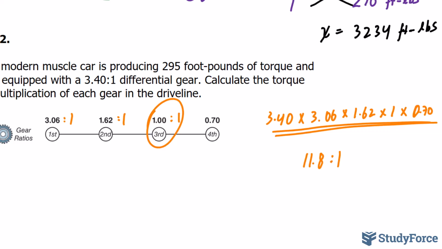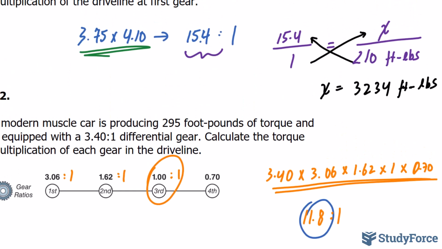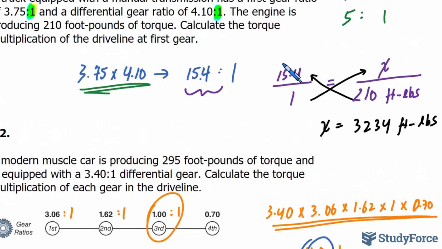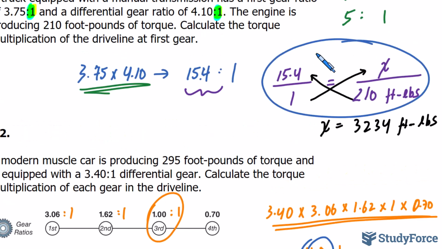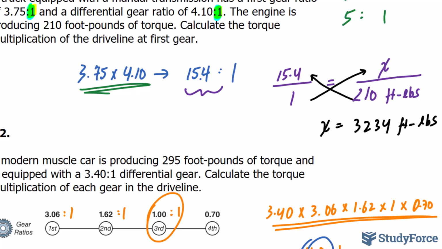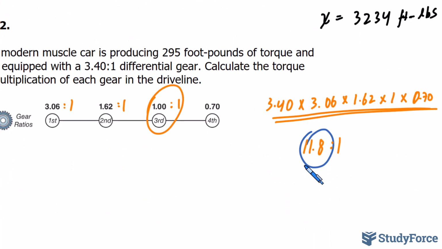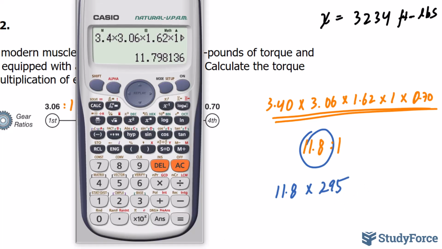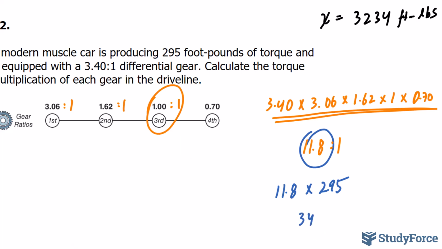Now, just as before, all we have to do is multiply this number by 295. You could go ahead and redo this proportion here, but you don't need to. You can simply take that number, since all you have to do next is multiply it by the torque. So if we multiply it by 295, we'll get our final torque, and the final torque is 3,481 foot-pounds.